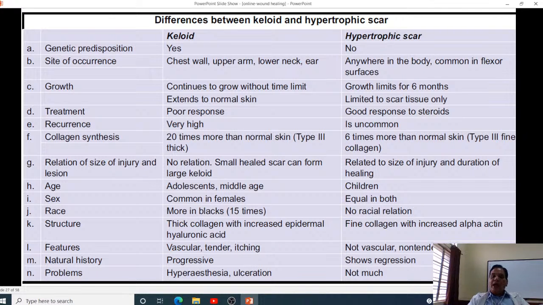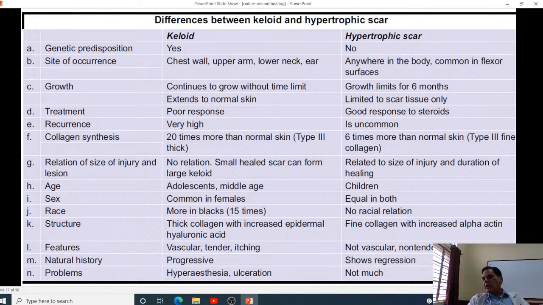As against that, hypertrophic scar can occur anywhere in the body, more commonly on the flexor surface. The growth of keloid is continuous. There is no time limit. And most important, even if it is a small incision or small wound, the keloid can extend to normal skin. Against that, hypertrophic scars usually stop growing by 6 months and are limited to the scar tissue only.